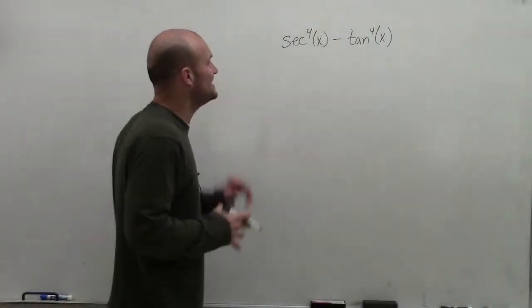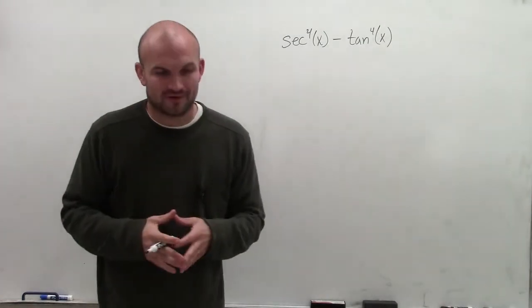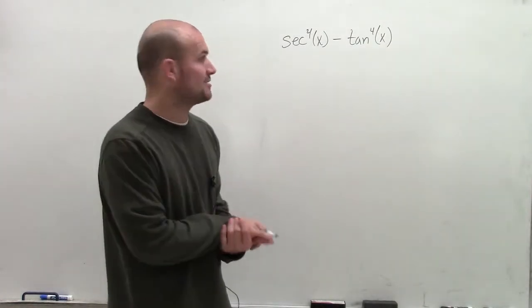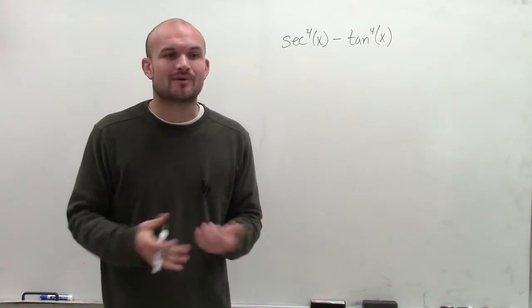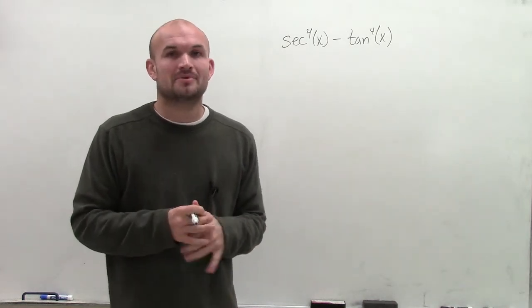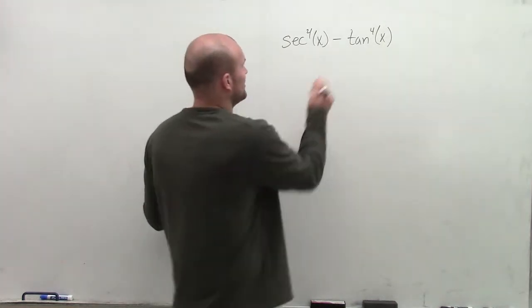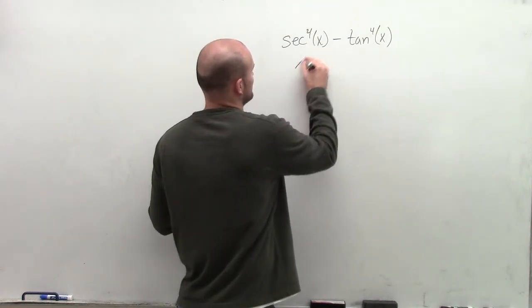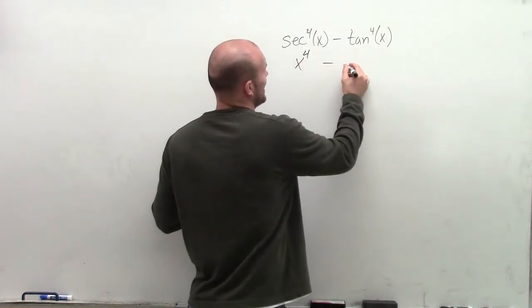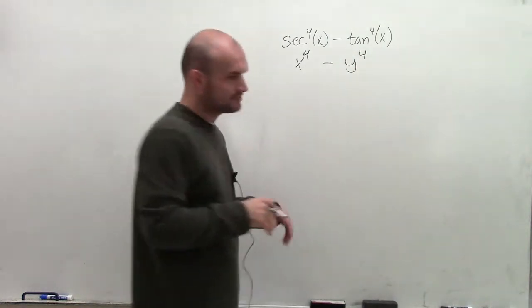Welcome. So I have secant to the fourth of x minus tangent to the fourth of x. And when factoring trigonometric expressions, what I like to do is rewrite them without trigonometric terms. So let's just do an x and a y. So I have x to the fourth minus y to the fourth.